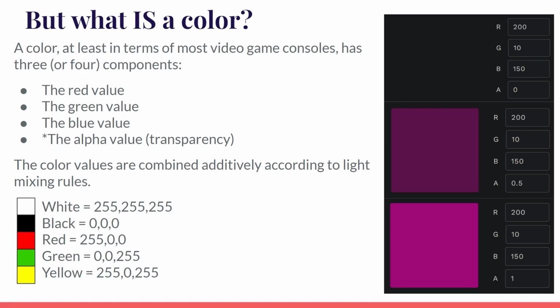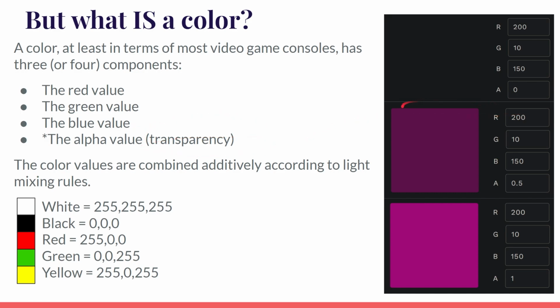Now, we said that the numbers correspond to a color, but what is a color? What does it mean for something to be a color when it comes to video game consoles? Well, colors tend to have 3 and sometimes 4 components when it comes to these systems that we're talking about. They're usually a list of numbers that contains a red value, a green value, a blue value, and at times an alpha value. And that alpha value is another way of saying a transparency value.